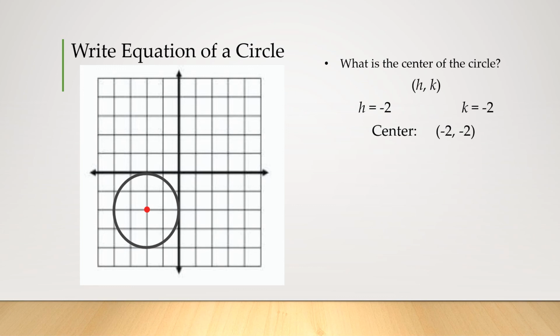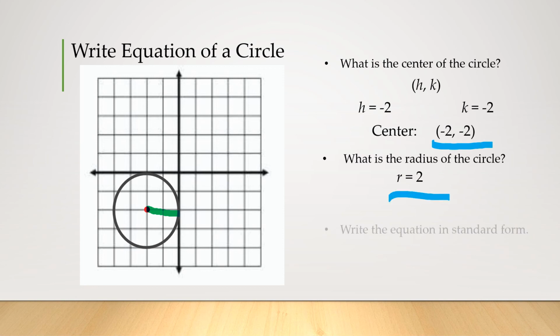Now here again, we want to find the radius, which is drawn from the center of the circle to some point on the circle. Now this graph is going in intervals of 1. So therefore, that's 2 units away from the center. So what is the radius of the circle? R is 2. So now we're going to take those things, -2, -2, and the radius of 2, and write the equation in standard form.